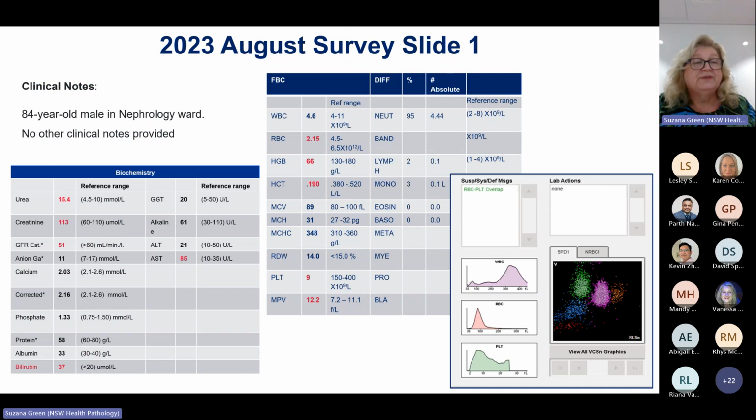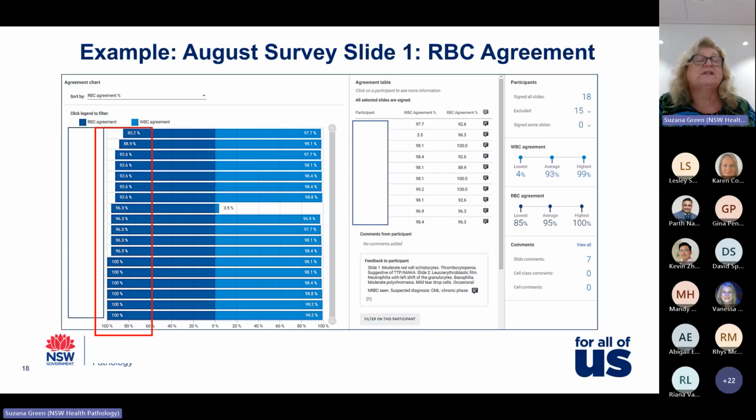So just another example, this one was in the August survey where, again, an 84-year-old male, no clinical notes provided. Well, that's not unusual at all. We got the full blood count, HB of 66, low red cells, hematocrit, and very low platelets with an MPV that was quite high, which to me says there's a range of platelet sizing. You could see that in your histogram here, as well as just having that suspected flag of a red cell platelet overlap. So again, wanting the participant to use all this information to conclude what they thought might be the diagnosis.